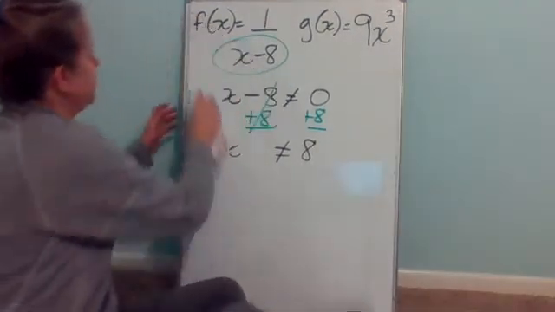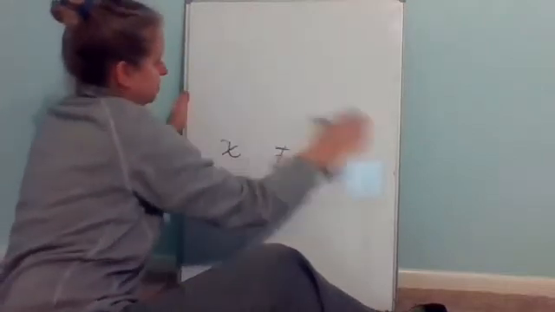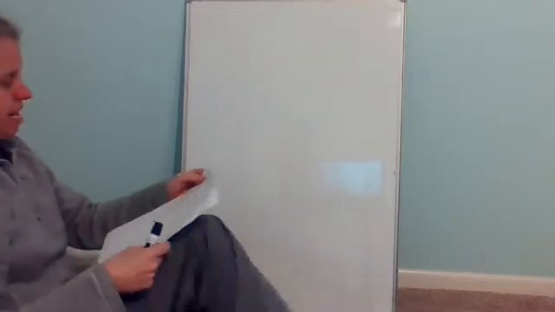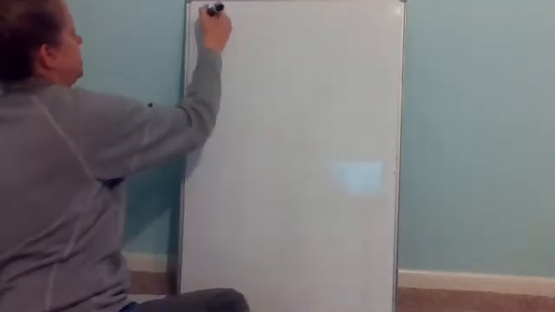All right, number 15. All right, it gives me 2 functions again. F of x equals 3x minus 7.